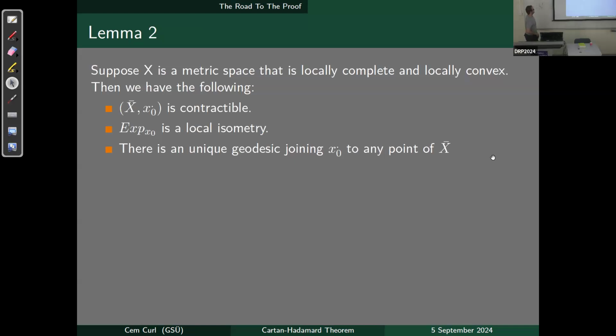Lemma 2: suppose X is a metric space that is locally complete and locally convex. I know, very horrible conditions. Then the following hold: the geodesic space defined before is contractible. In particular, it's simply connected. The exponential is a local isometry, and there is a unique geodesic joining the special constant map. So this one.